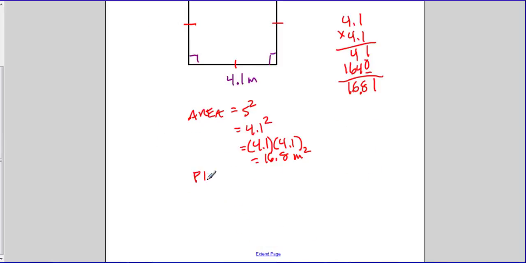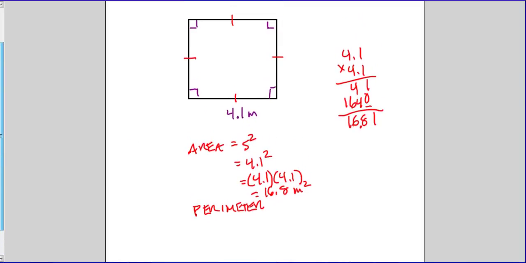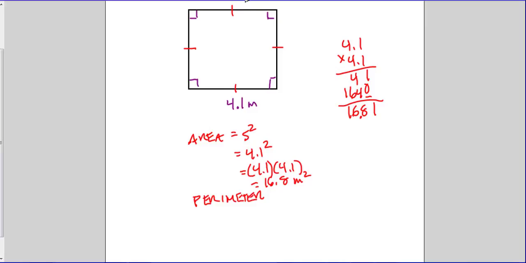And then my perimeter, to finish off, I have 4 sides that are 4.1. So instead of going 4.1 plus 4.1 plus 4.1 plus 4.1, we just write 4 times 4.1. And 4.1 times 4 is 16.4 meters. And this concludes the video.